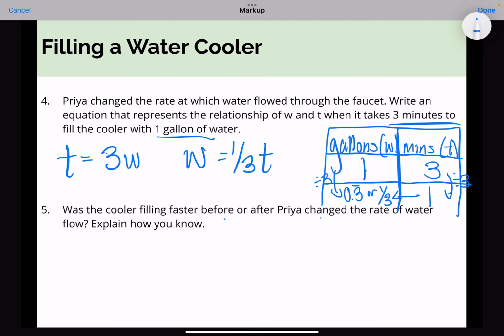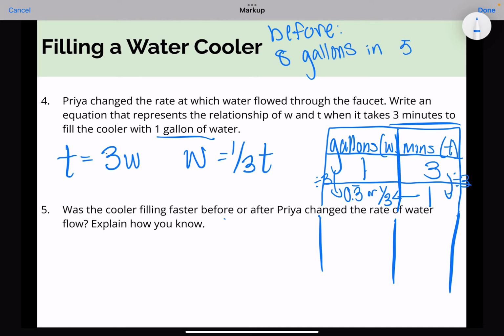Now, we can also use this table to help us answer question 5. We want to know if the cooler was filling faster before or after Priya changed the rate of water. Well, before she changed the rate of water, it was 8 gallons of water in 5 minutes. Now, if we want to fill 8 gallons, we're going to use our constant of proportionality, which is 3. And that is going to take us 24 minutes now. So that is going to take a lot longer than the 5 minutes it was originally for the same amount of water. So this means that the cooler was filling faster before the change.